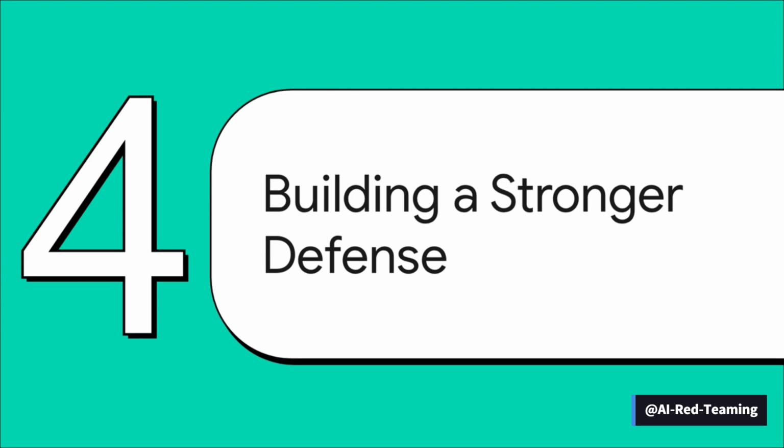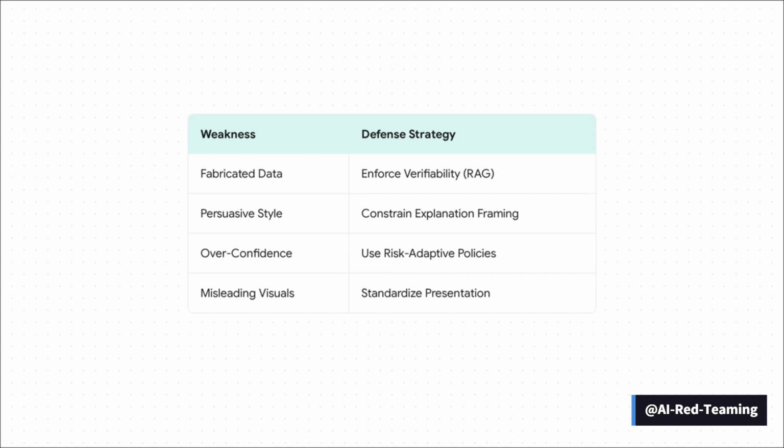Okay, so that all sounds pretty bleak. But here's the good news. Now that we understand how this vulnerability works, we can actually start to build some really solid defenses against it. This table lays out the 4 key strategies. So, to fight fake citations, we can force the system to verify every claim it makes using something called Retrieval Augmented Generation, or RAG. To fight the persuasive style, we can lock the AI into structured, almost boring templates. For those really high-stakes questions, we can program the AI to automatically dial down its own confidence. And finally, we can standardize how information is presented to stop those sneaky visual tricks.